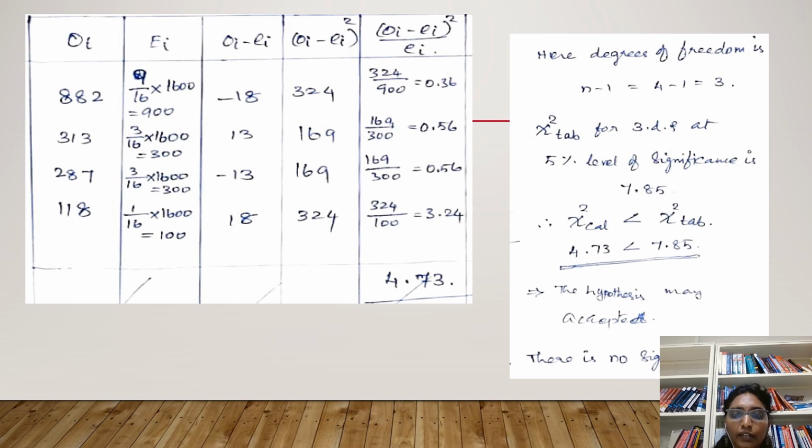So here the calculated value is 4.73 and the table value is 7.85, and the calculated value is lesser than the table value. So our hypothesis is accepted. Accepted means there is no significant difference. Okay, clear? Shall we move on to the next problem?